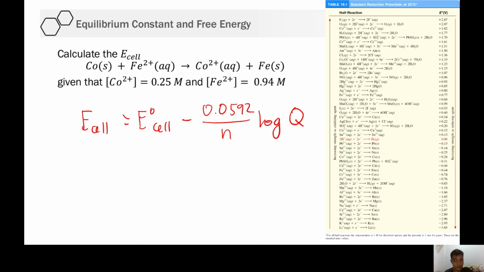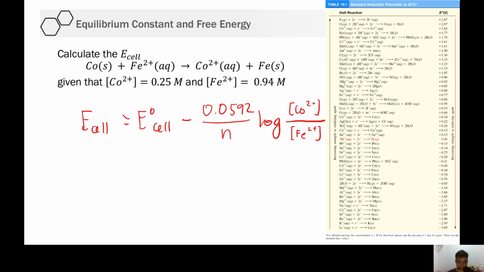Okay, so we have to use this. Based on the reaction, we can now write the Q. We can write the Q as the concentration of the products over the reactants. Again, take note that solids are not to be written in the expression for Q or K. So that means we're just going to include cobalt 2 plus and iron 2 plus. Okay, so now we know the Q.